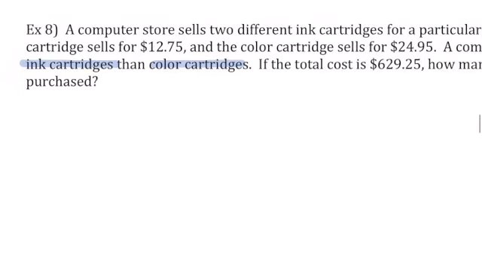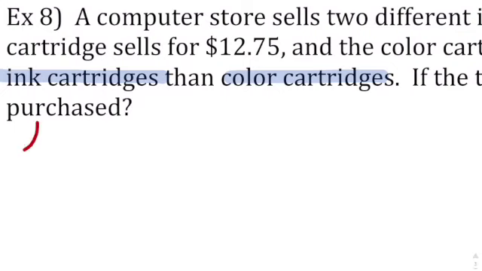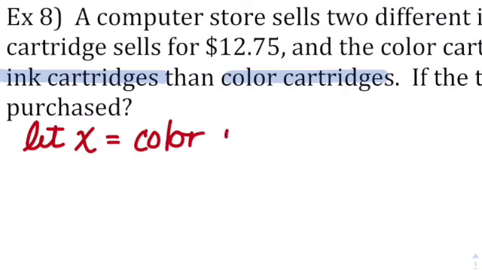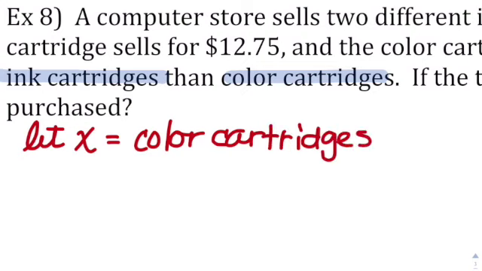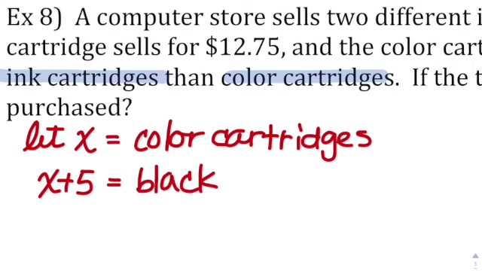So for number 8, to start off, you are going to write, let X equal 5 more black than color. So X is going to be the color cartridges. And then I'm going to do X plus 5, and that's going to be the black cartridges.